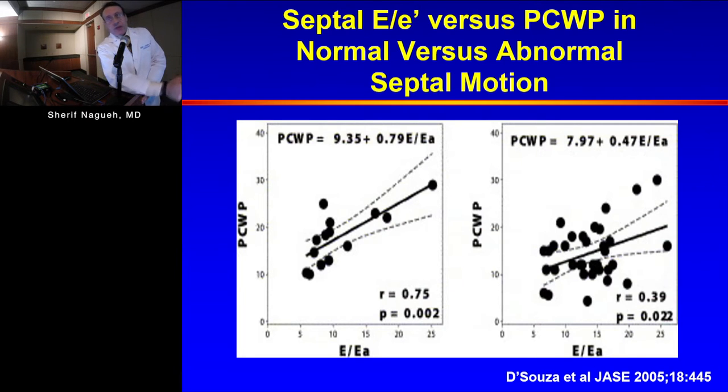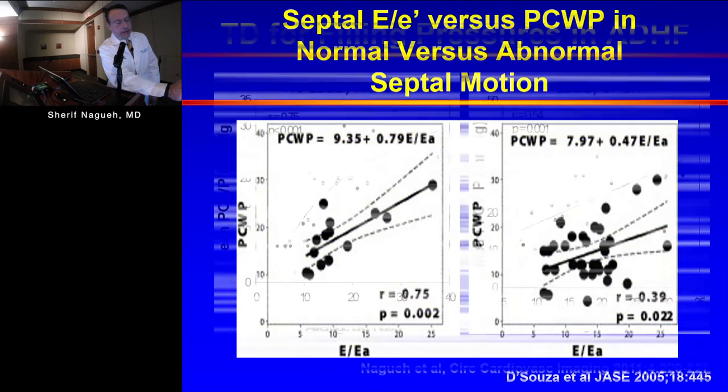So one of these is in patients with abnormal septal motion. These are patients with a left bundle branch block or RV pacing. And what you notice is that the septal E to E prime ratio relates significantly, with rather good correlation, with the wedge pressure in patients without the bundle branch block, left bundle or RV pacing. On the other hand, a wide scatter and lower ability to predict pressure, even though you have a wide range of wedge pressures in these cases still.